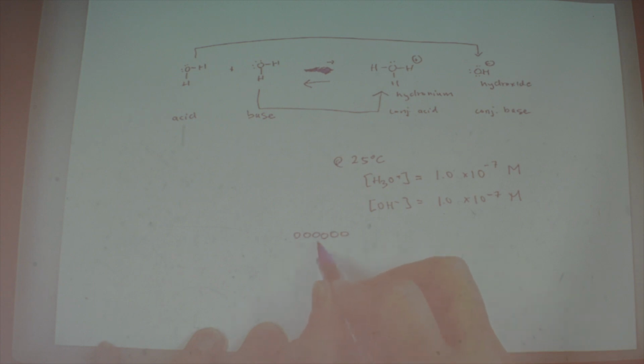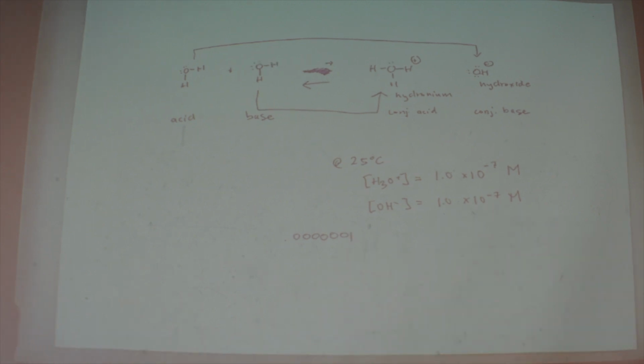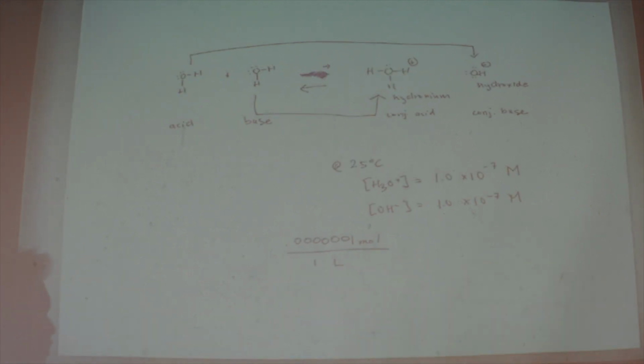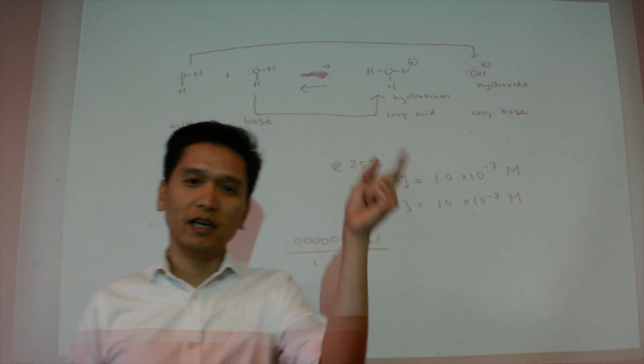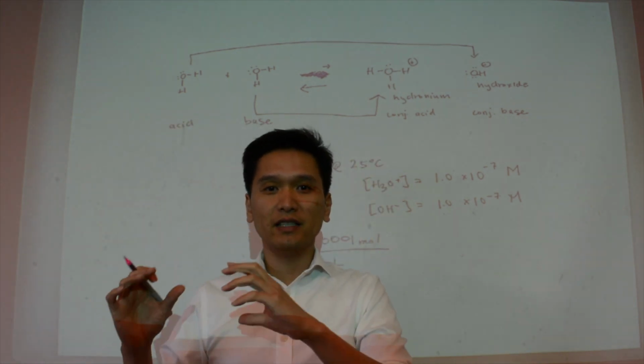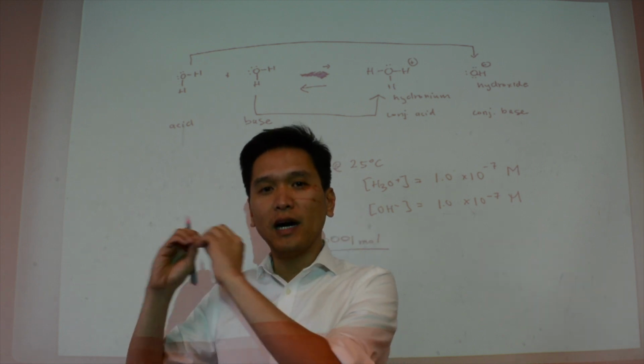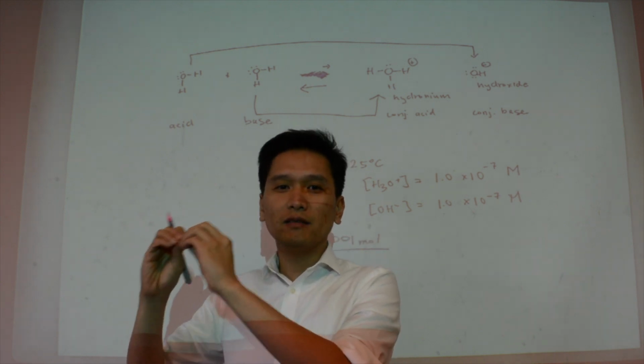1, 2, 3, 4, 5, 6, 7. Right? That's 6 zeros, moles in 1 liter. That's what molarity means, right? So that's a very, very small amount. Remember? That's why we say that this does happen, the self-ionization. The water reacts to become those ions, but it turns out it's not that much.